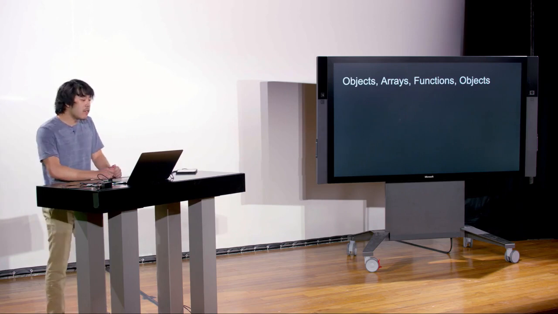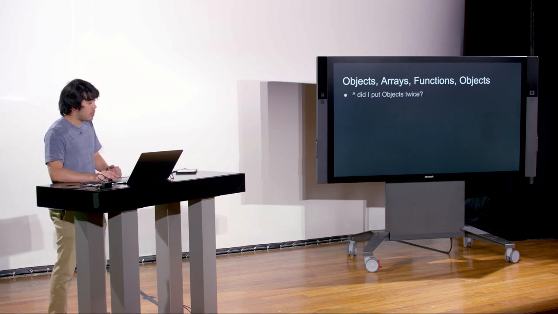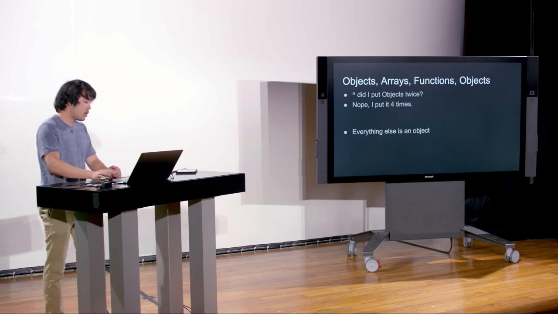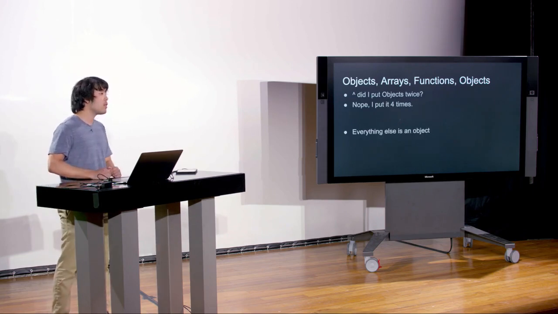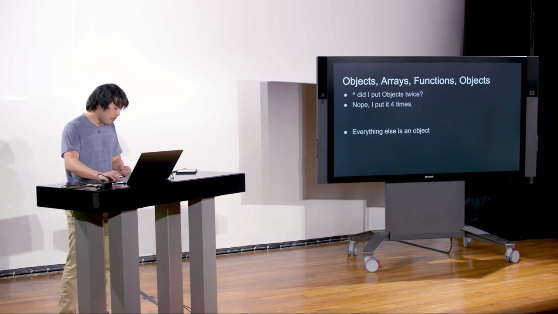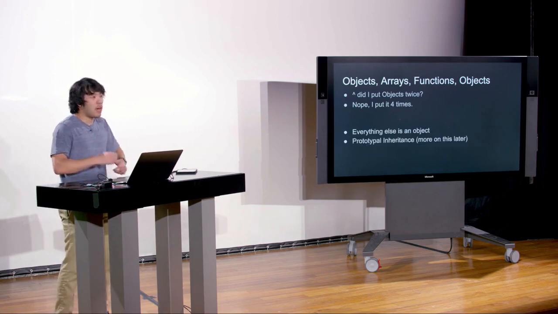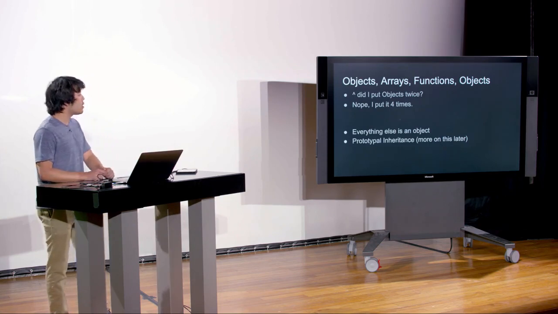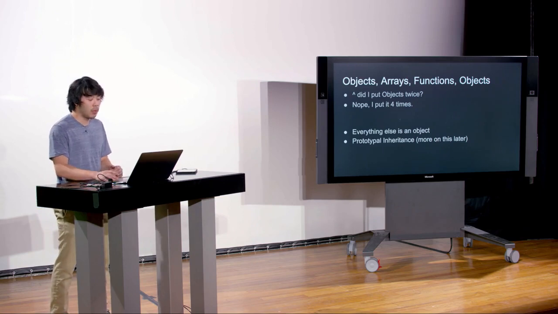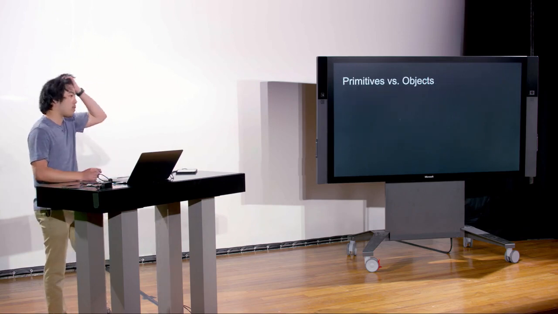Cool, so objects, arrays, functions, objects. It looks like I put objects twice there, but I actually put it 4 times. JavaScript has this weird thing where if it's not one of those primitive values, it's an object. We'll talk about something in a little bit called prototype inheritance, which talks about how these objects inherit from each other and how they actually work under the hood. But first, let's compare those 2 types.